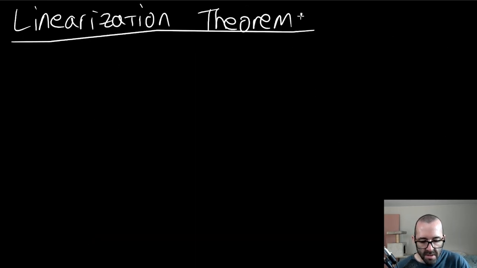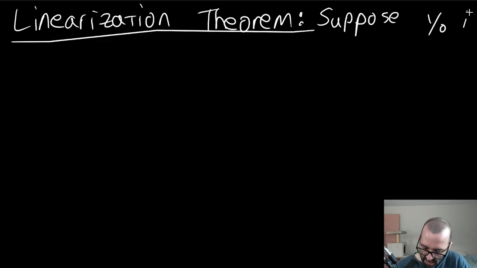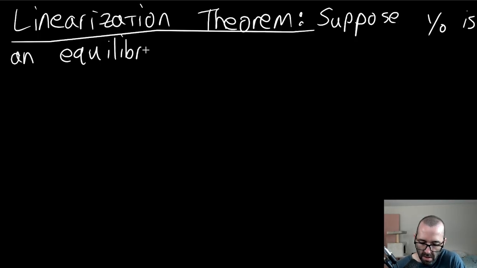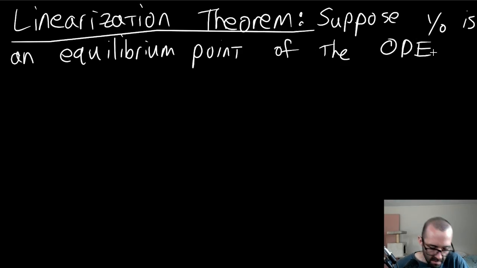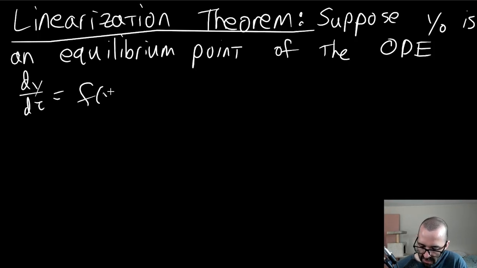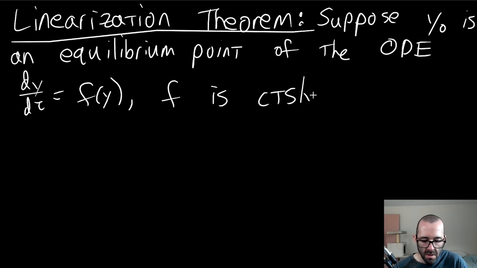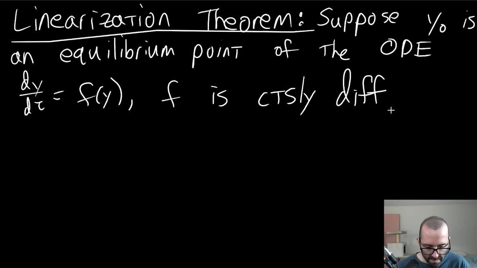What this theorem says is, suppose that y0 is an equilibrium point of the ODE that we've just been working with, the autonomous differential equation dy/dt equals f of y. And specifically, I'm going to tell you that f is continuously differentiable. Again, that gives us existence and uniqueness.